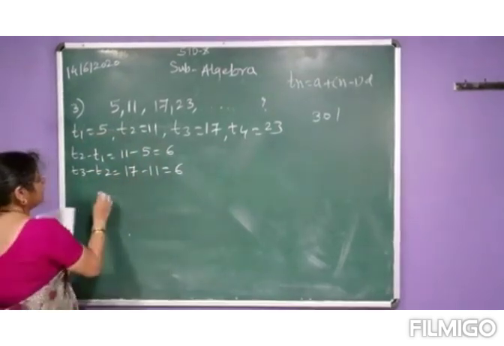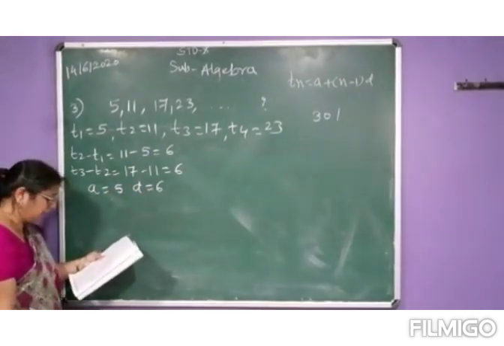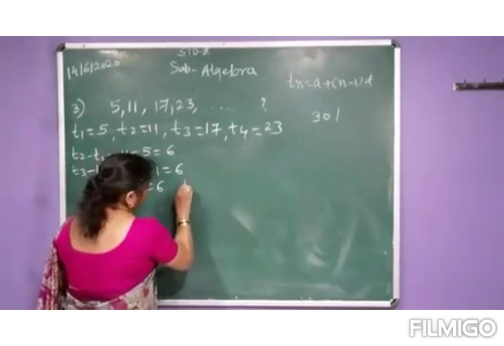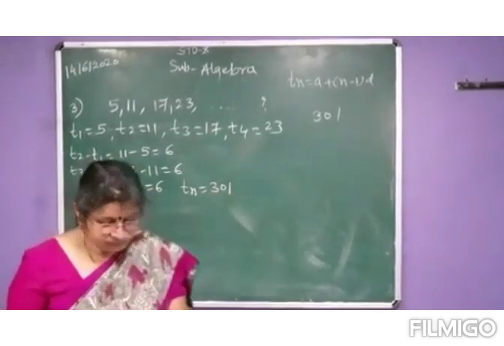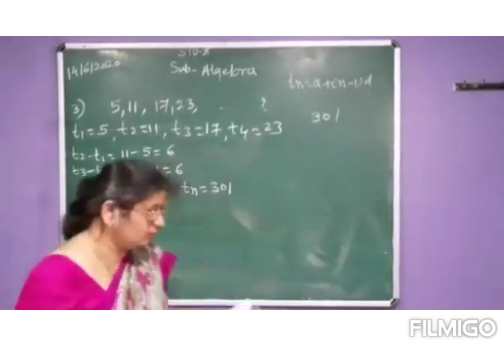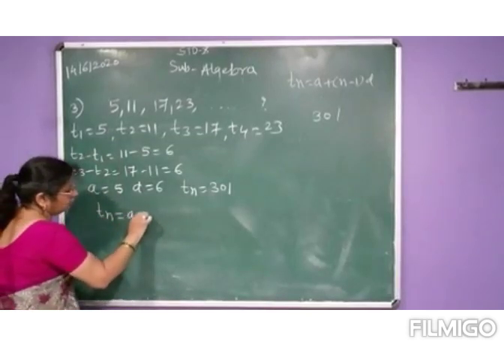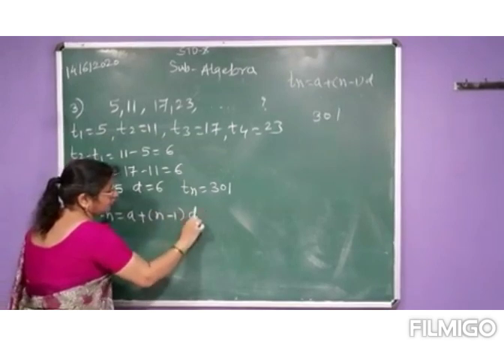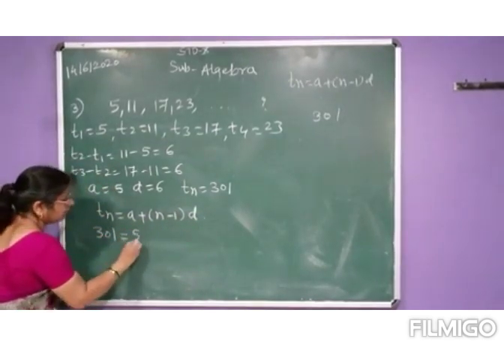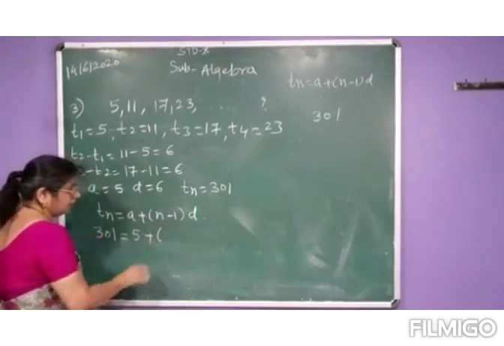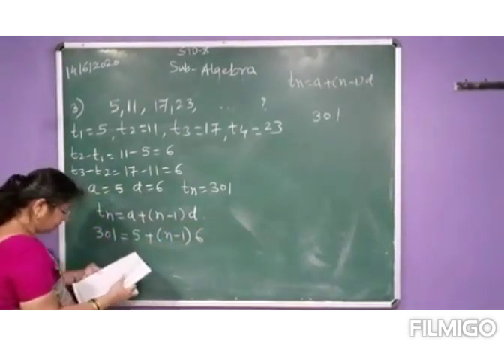Now, the first term A is 5. D is 6. And what you need to check is whether 301 is the nth term, that is, Tn is equal to 301. So again we will write the formula. Tn is equal to A plus n minus 1 into D. Tn given is 301. A is 5 plus n minus 1, n you don't know, and D is 6, correct?